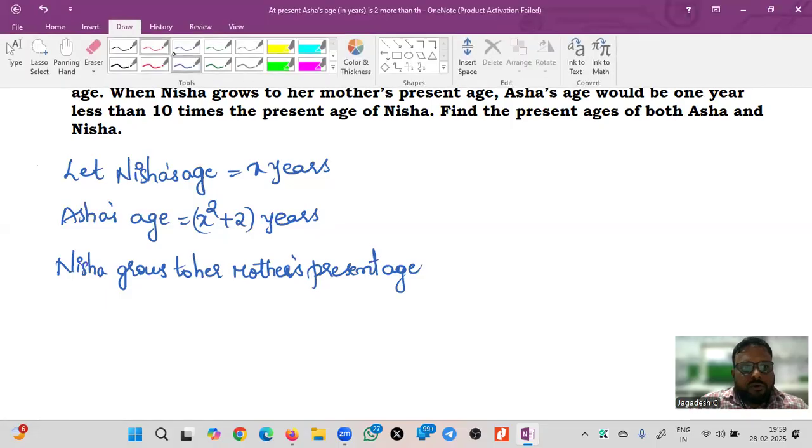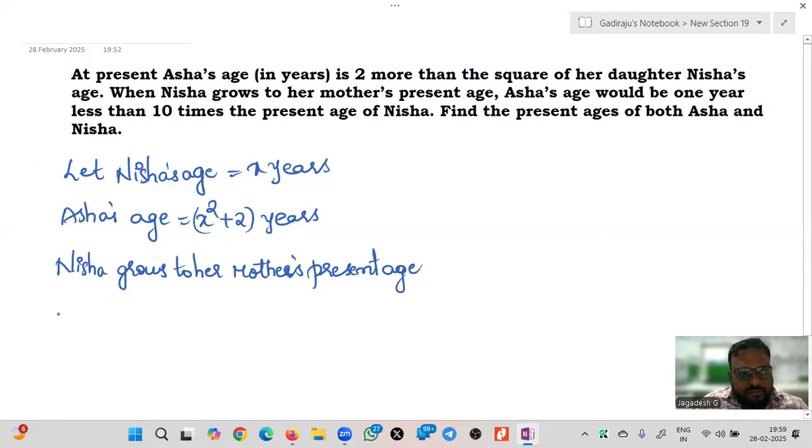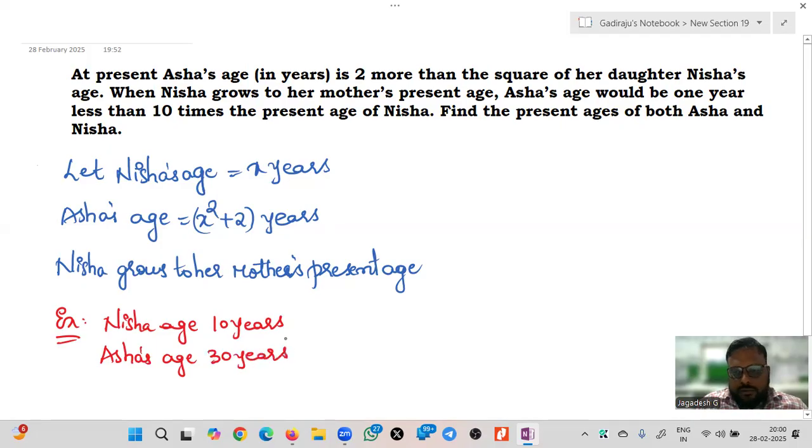For this, let us take one small example. Let us suppose Nisha's age is 10 years right now, and let us assume, just as an assumption, that Asha's age is 30 years. We are talking about the present age. Now what happens when Nisha grows to her mother's age, that means when Nisha comes to 30 years? What happens to Asha's age?